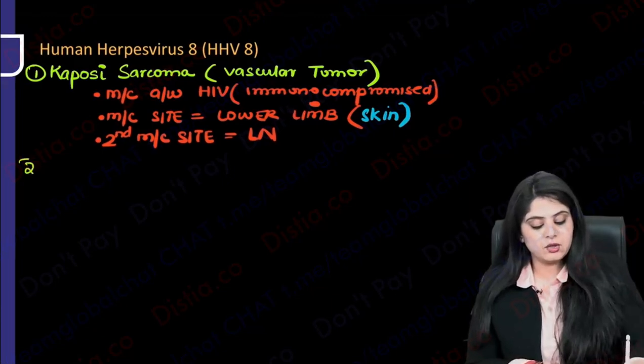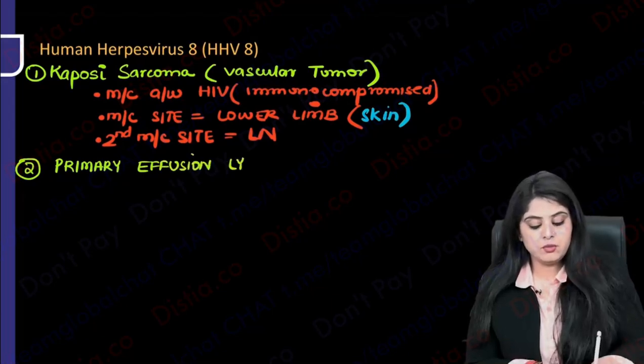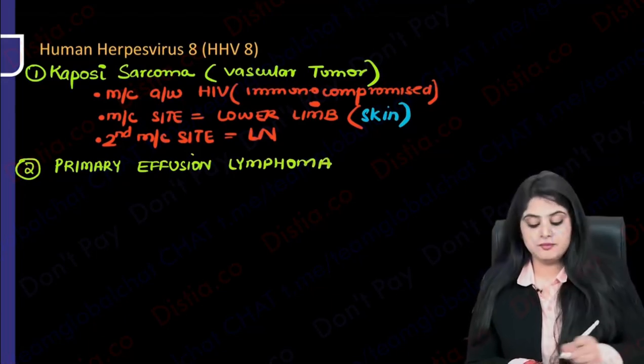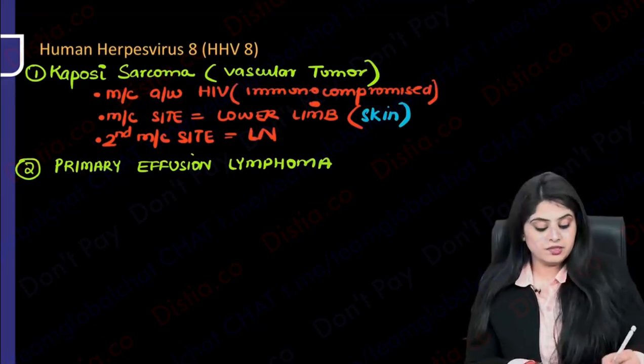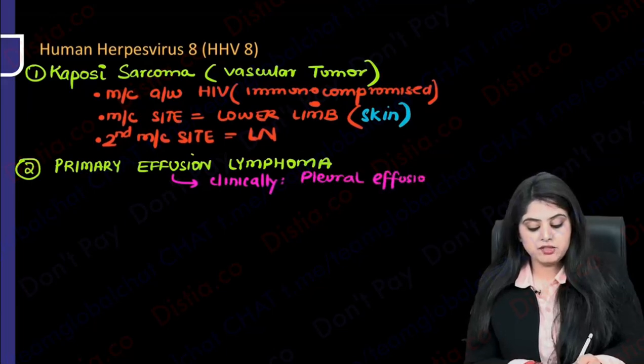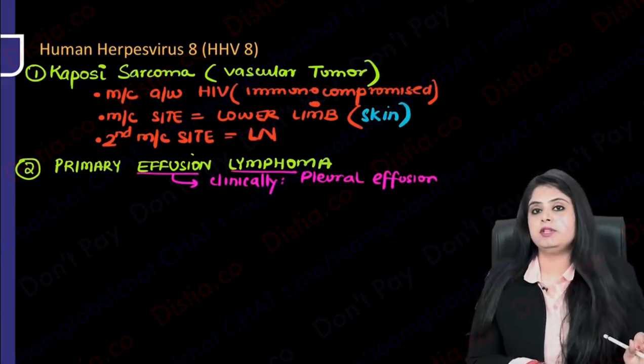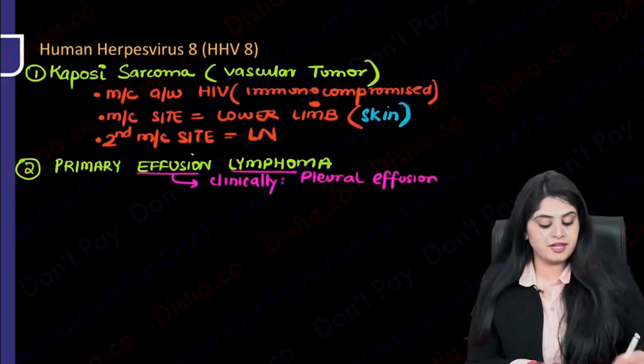What is the next thing that it causes? There is something known as primary effusion lymphoma. Have I taught you this in pathology as well? Yes, primary effusion lymphoma is caused by human herpes virus 8. It is a B cell lymphoma. You have studied it. How is the patient going to present? Clinically, the patient has a lot of effusions. That is the hint I told you, that the patient will have pleural effusion, pericardial effusion. There will be a history of a lot of effusions and some lymphoma. So think of primary effusion lymphoma caused by human herpes virus 8.